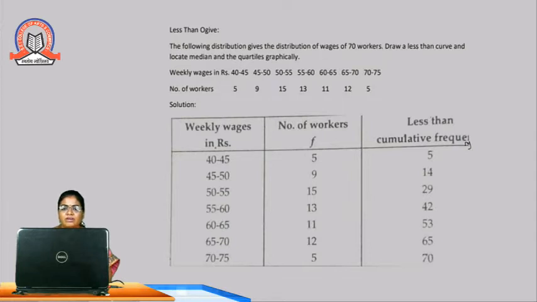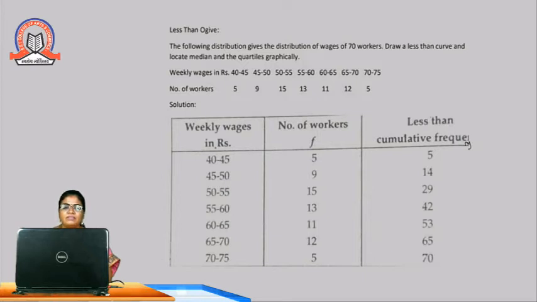Here the following distribution gives the distribution of wages of 70 workers. Draw a less than curve and locate the median and quartiles graphically. To find the median, the formula is total frequency upon 2. For quartiles, Q1 is total frequency upon 4. For Q3, it is 3 times total frequency upon 4.